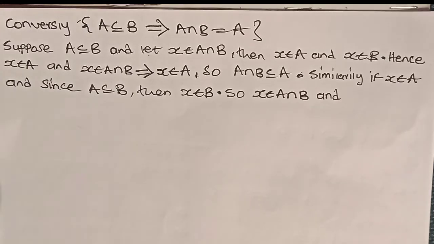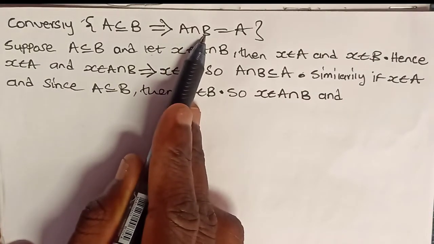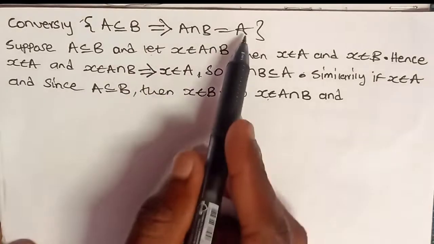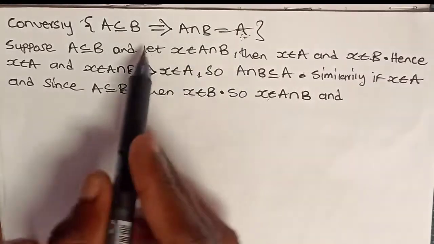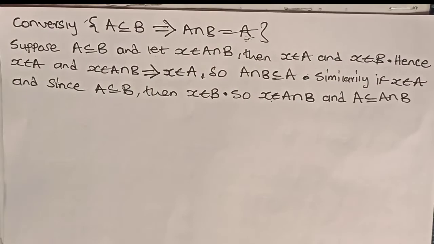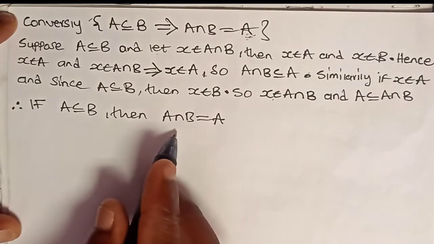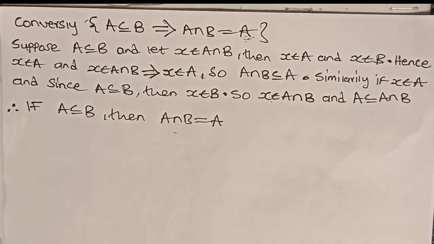So A intersect B contains X if A contains X, meaning A is a subset of A intersect B. Therefore, if A is a subset of B, then A intersect B equals A. So simple as that. We are done with this one. So let's go to B.